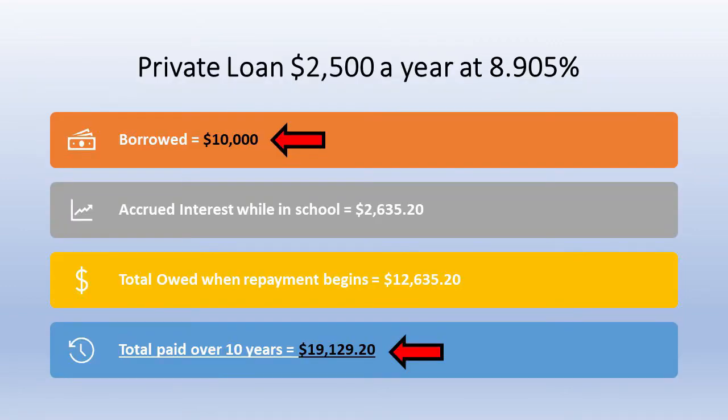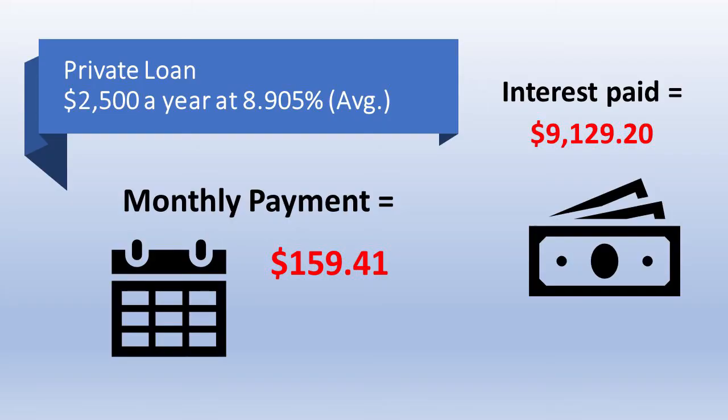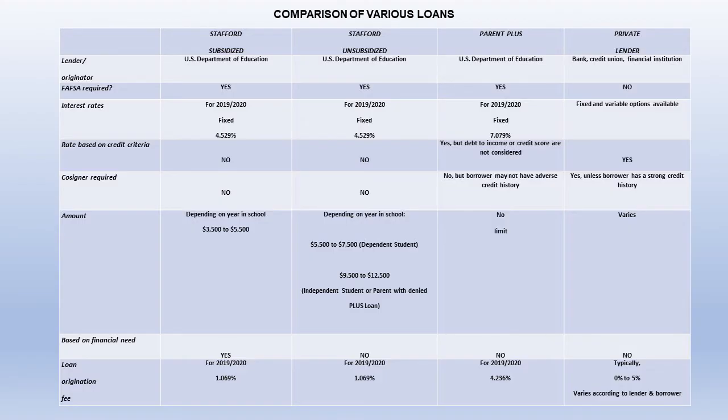And the last scenario I put on here would be a private loan at $2,500 a year. I just took the average of what the average percentage rates were on there, so it would be 8.905. I picked $2,500 because in another video I talked about if the student got a job only working 10 hours a week, they'd make about $2,500 a year, so that's why I went with this number. This is what they would end up with if they had to borrow this much money in a private loan. Monthly payment would end up being about $160 a month, and the interest that they paid over those 10 years, a little over $9,000.